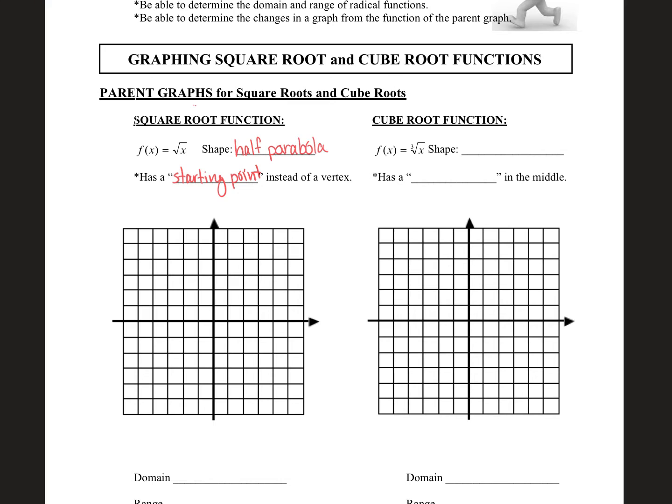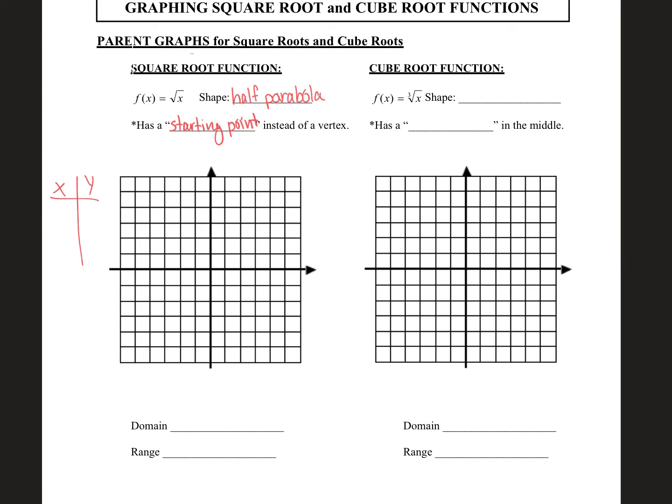Just like we use XY tables to graph our other functions, we're going to use an XY table here, with our values for x and our values for y. We want to choose values of x that are in our domain, because it's a square root. We can actually answer this question right away. For a square root, our domain is restricted to only 0 or positive values for x. So our domain is x is greater than or equal to 0.